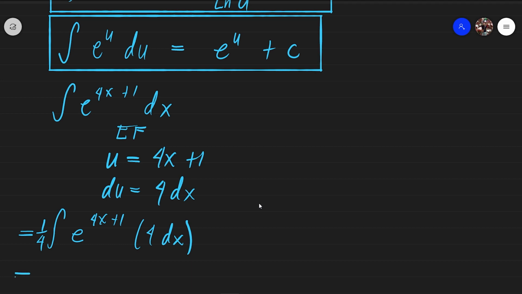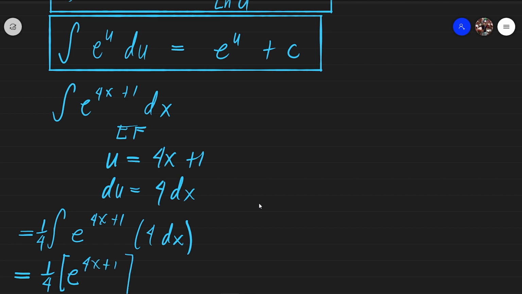After this, you have to copy 1/4. Then you apply the right side of the exponential function formula, and that is e raised to u plus c. So this will be e raised to u, where your u is 4x plus 1, 4x plus 1.